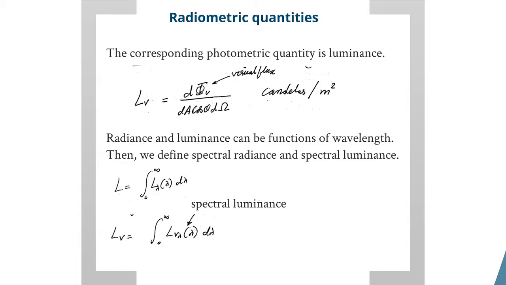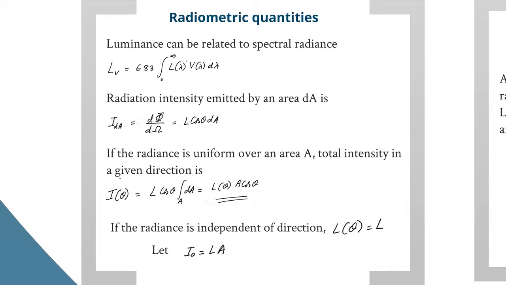So radiance and luminance can be functions of wavelength, so then we can define a spectral radiance and spectral luminance. In other words, you can integrate over wavelength as well, just like before. Not terribly important for us. The luminance is related to spectral radiance, as I said before, just by this normalization factor. So integrate over all the wavelengths, L of lambda times V of lambda, you get the luminance. L of lambda is the radiometric radiance, and this is the luminance, which is the photometric radiance.